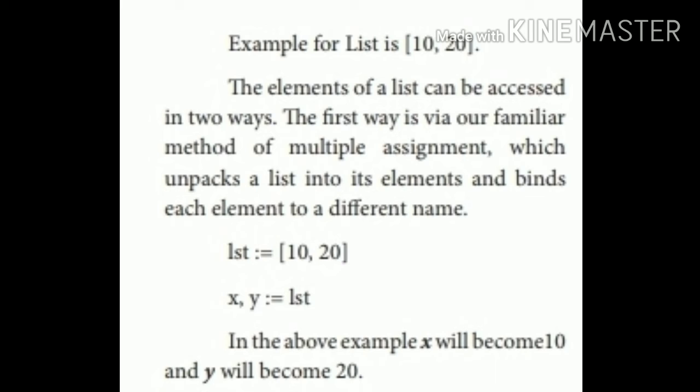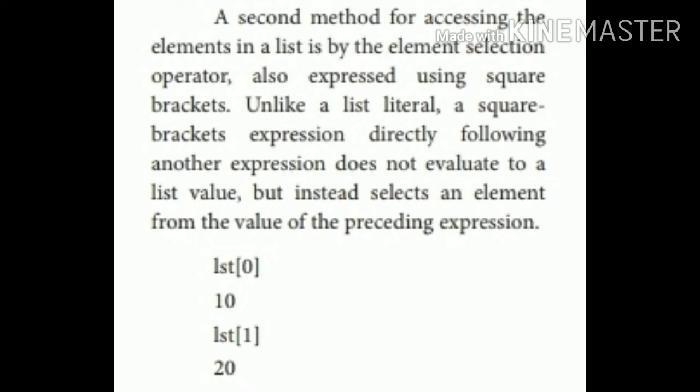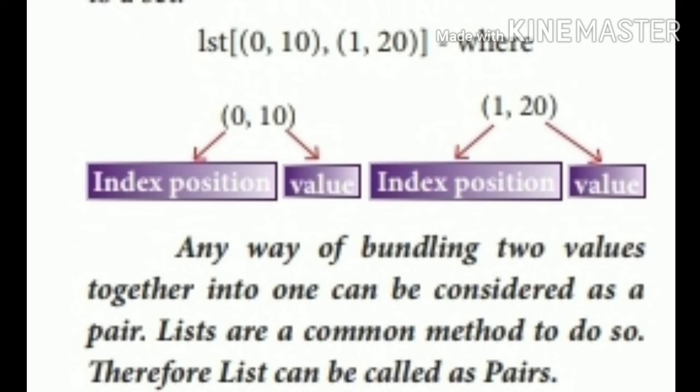Okay. The second method is using the index value. Index value starts from 0, so if we give LST of 0, the element is 10. If we give LST of 1, the value is 20. Okay. Here we see LST of 0 is 10. Here 0 is the index value, 10 is the value, that is the element, the first element. This kind of bundling of two values together into one is considered as a pair. Two methods are used, that is list or tuple.